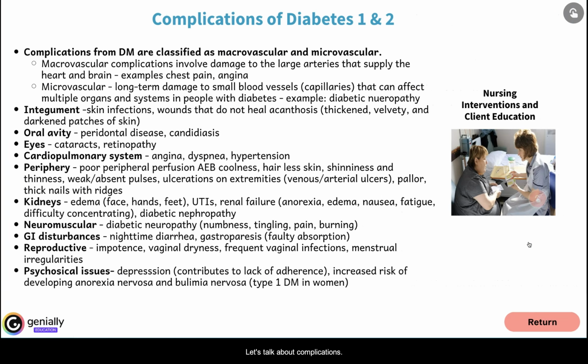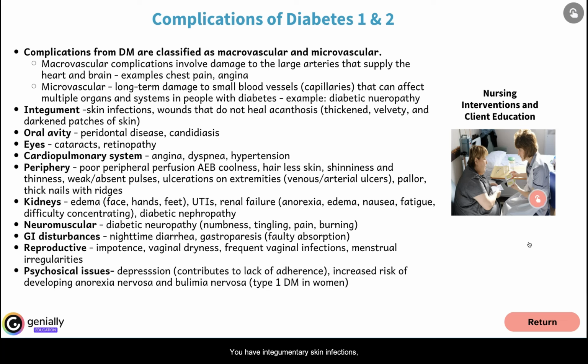Then let's talk about complications. These apply to both type 1 and type 2 diabetes. What are the complications? They're classified as macrovascular or microvascular. Macrovascular complications involve damage to the large arteries that supply the heart and the brain. Example, chest pain, angina are all examples of macrovascular complications. Microvascular complications are long-term damage to small blood vessels like capillaries, and this can affect multiple organs, because remember we said nutrients are exchanged at the capillary level. So this can cause damage to the organs. Example, diabetic neuropathy.